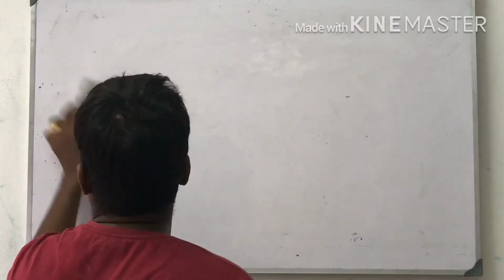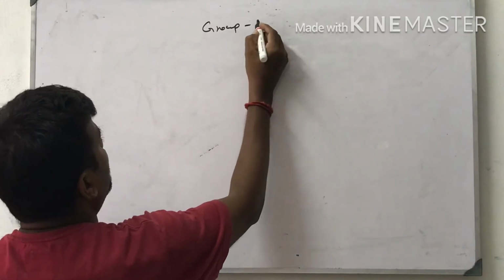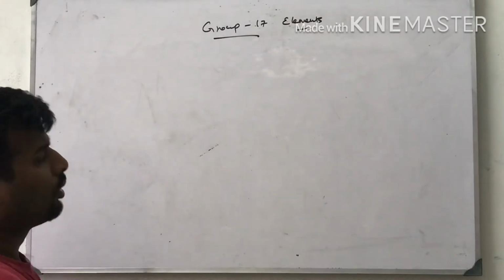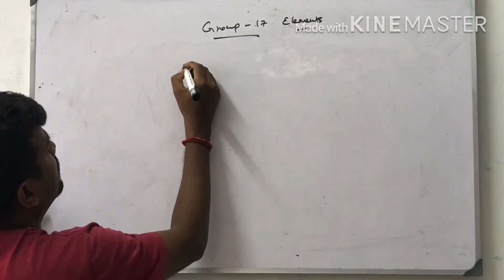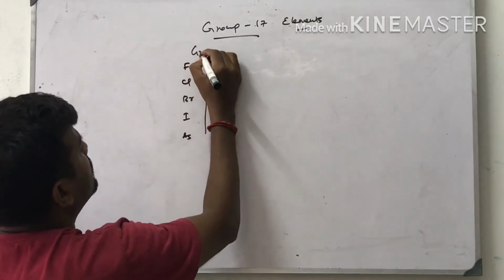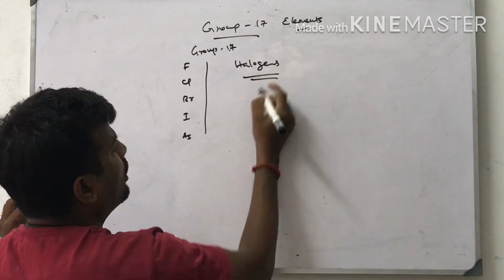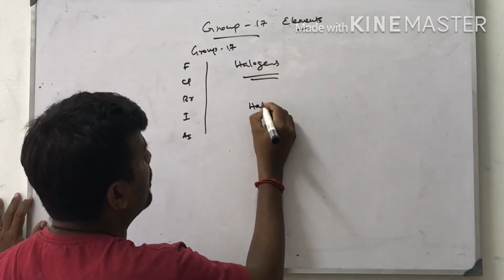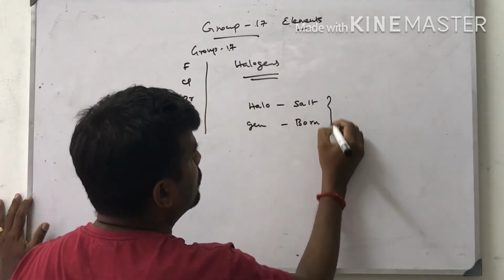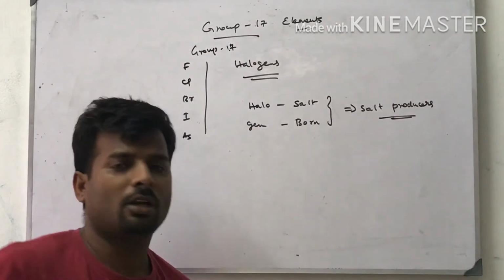Now I am going to tell about the group 17 elements. What are the group 17 elements? This is also a very important group. The group 17 elements are known as fluorine, chlorine, bromine, iodine, astatine. This group is known as halogens. What is meant by halogens? Halo means salt, gens means producers. So salt producers. The meaning of halogen is salt producers.